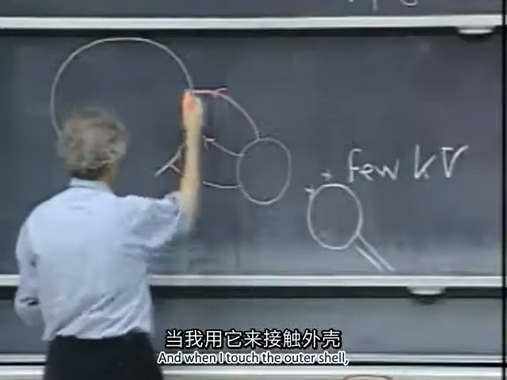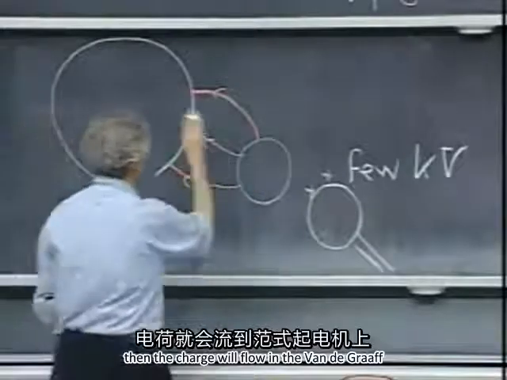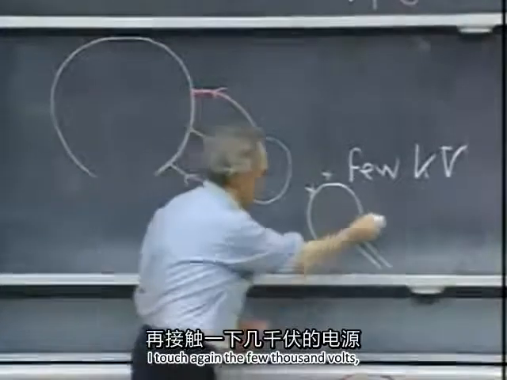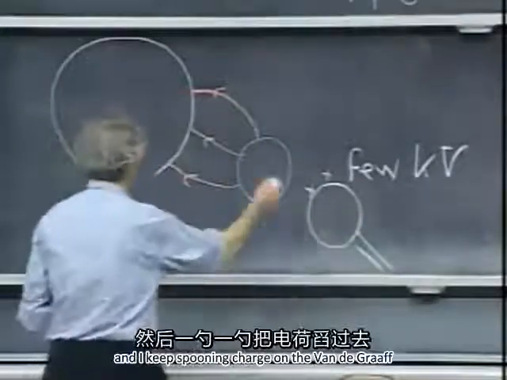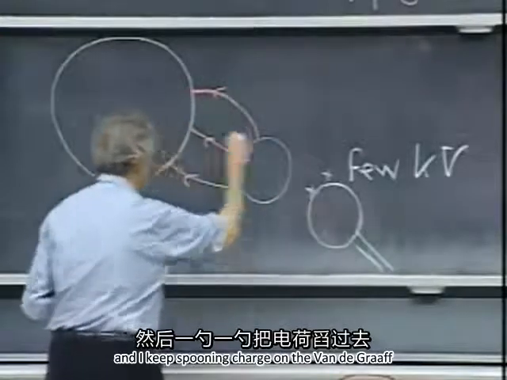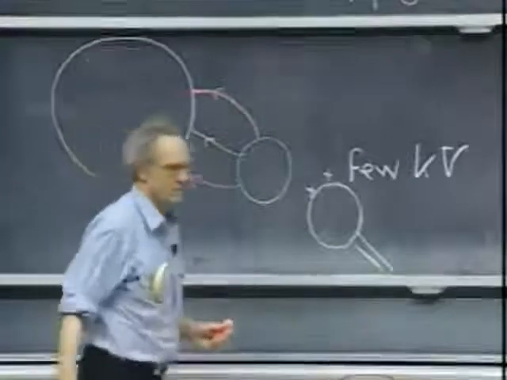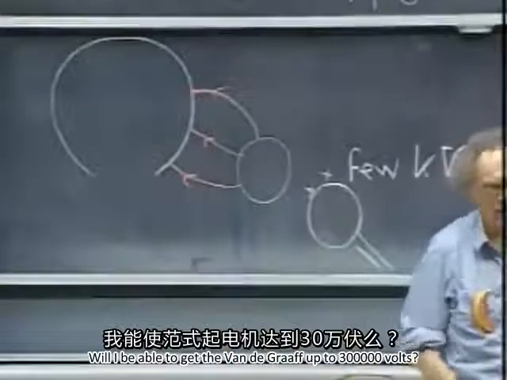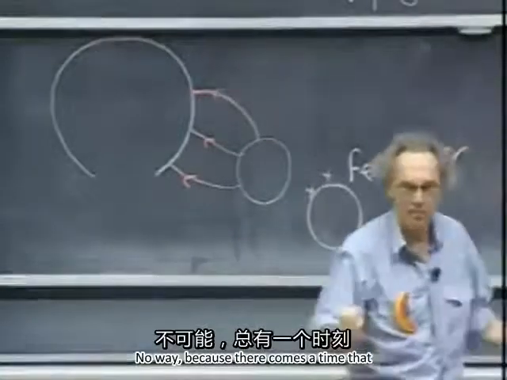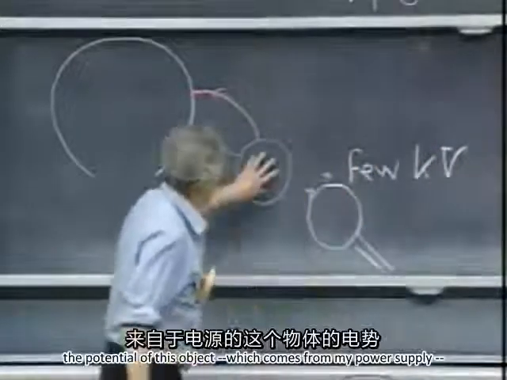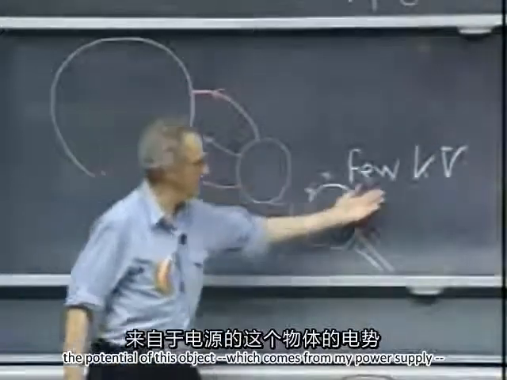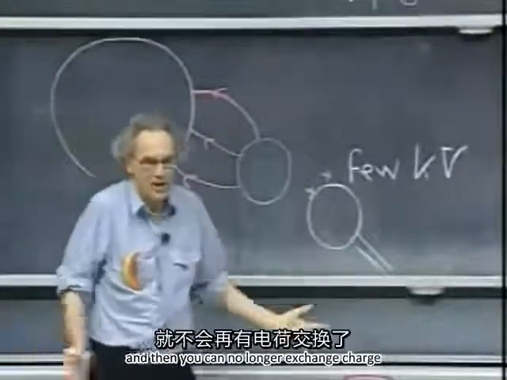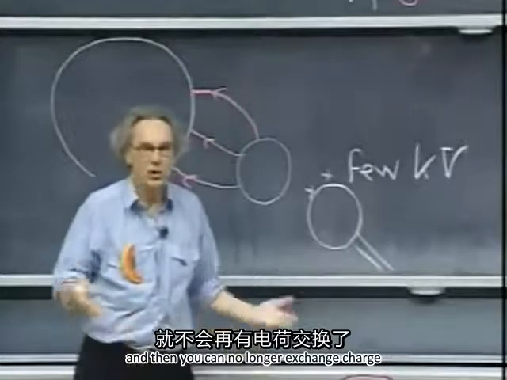And when I touch the outer shell, then the charge will flow on the Van de Graaff. I go back to my power supply, I touch again a few thousand volts, and I keep spooning charge on the Van de Graaff. Will I be able to get the Van de Graaff up to 300,000 volts? No way, because there comes a time that the potential of this object, which comes from my power supply, is the same electric potential as the Van de Graaff. And then you can no longer exchange charge.